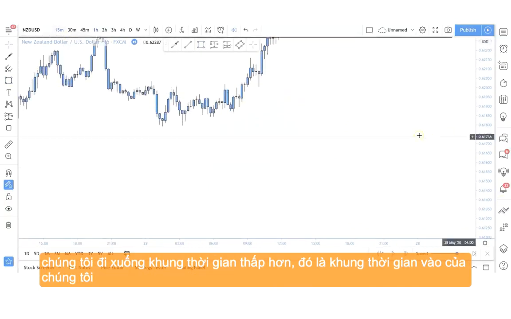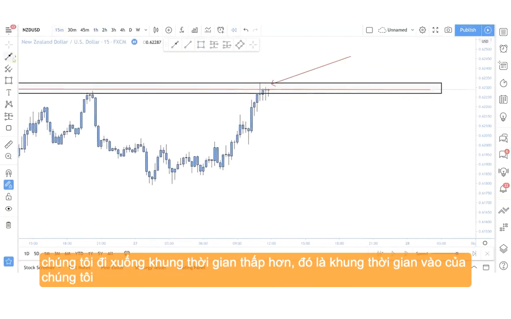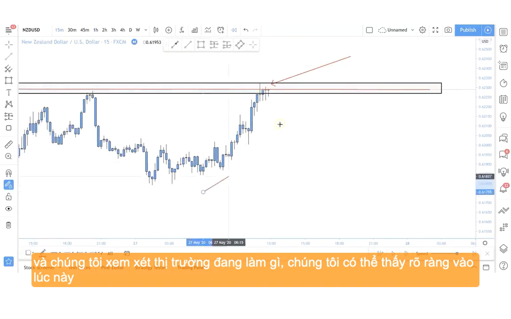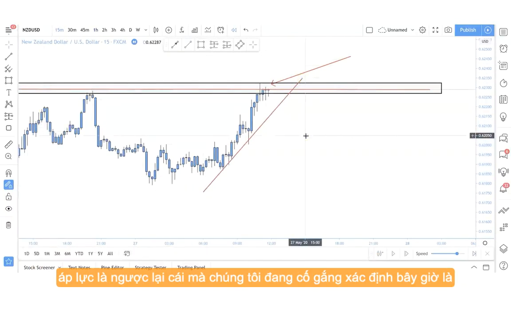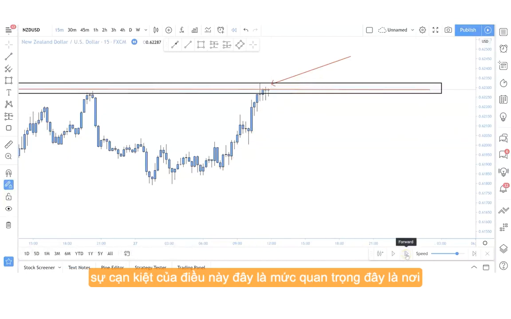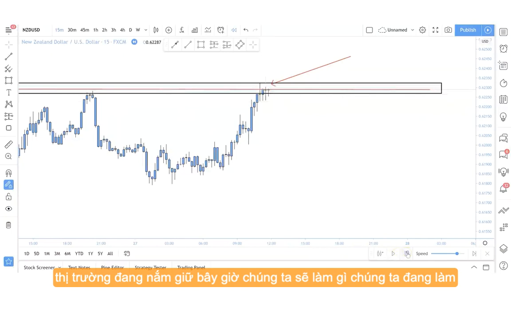We go down to our lower time frame, which is our entry time frame, and we look to see what the market is doing. We can clearly see at the moment the pressure is to the upside. What we're trying to now identify is the depletion of this. This is the key level. This is where the market is holding. Now what are we going to do?